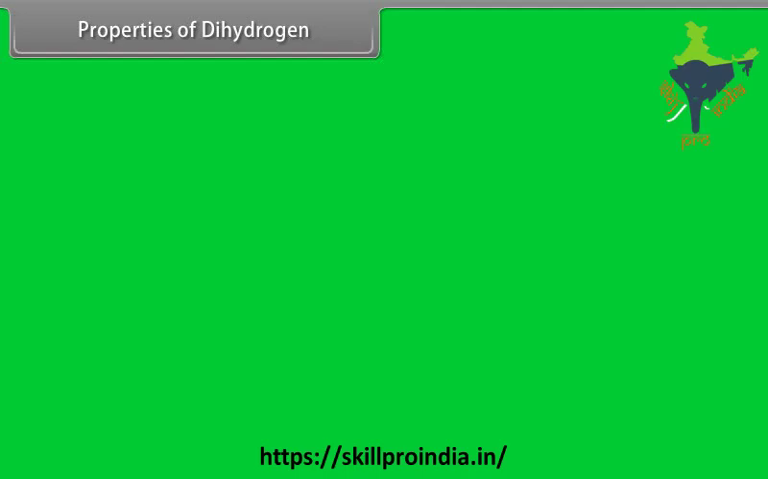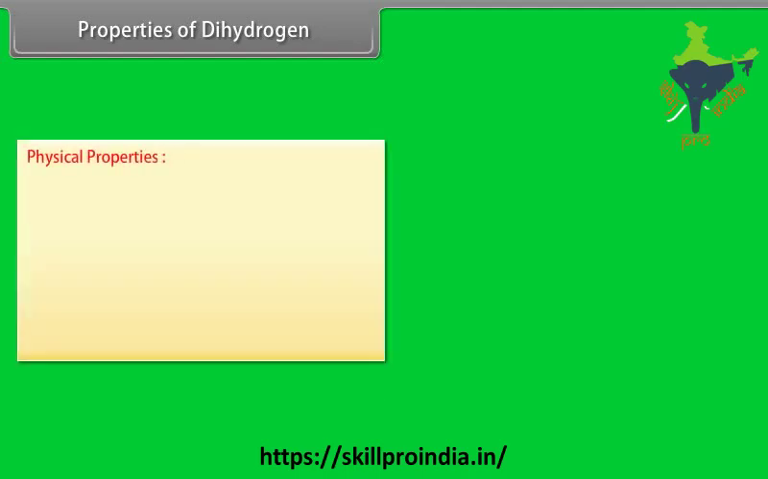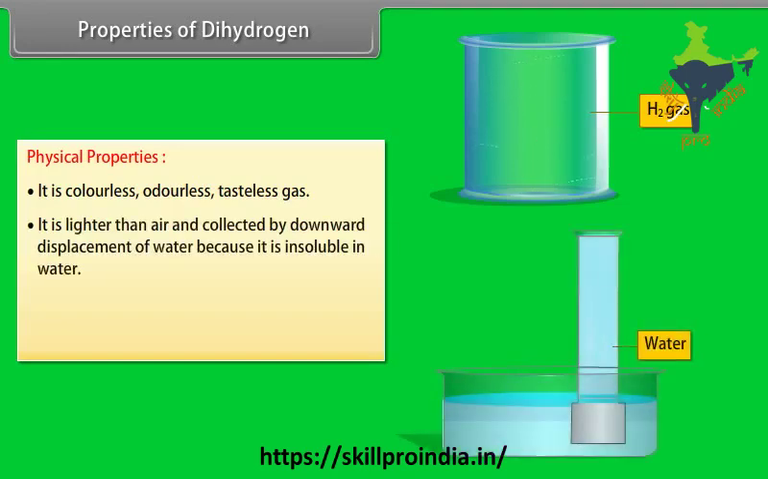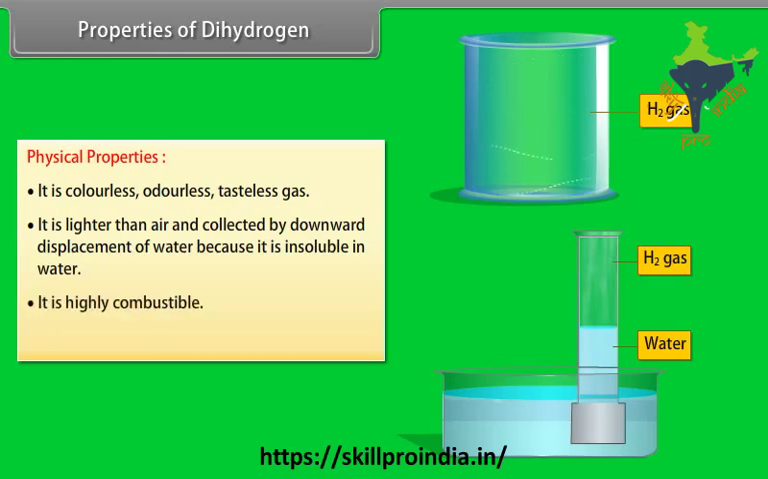Properties of dihydrogen. Physical properties. It is a colorless, odorless, tasteless gas. It is lighter than air and collected by downward displacement of water because it is insoluble in water. It is highly combustible. It is the lightest of all elements.